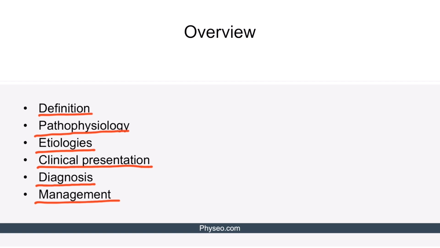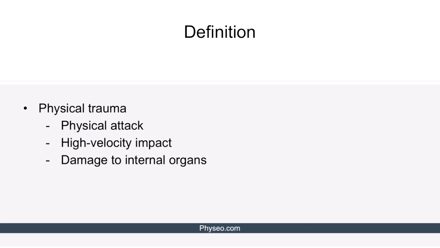Let's start with blunt abdominal trauma. First, let's define blunt trauma to the abdomen. Blunt abdominal trauma is the consequence of physical trauma such as a physical attack or high-velocity impact along with damage to the internal organs of the abdomen. Now let's understand the pathophysiology.